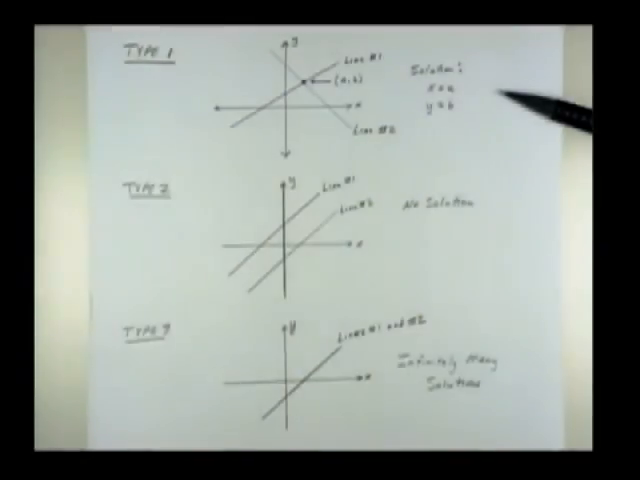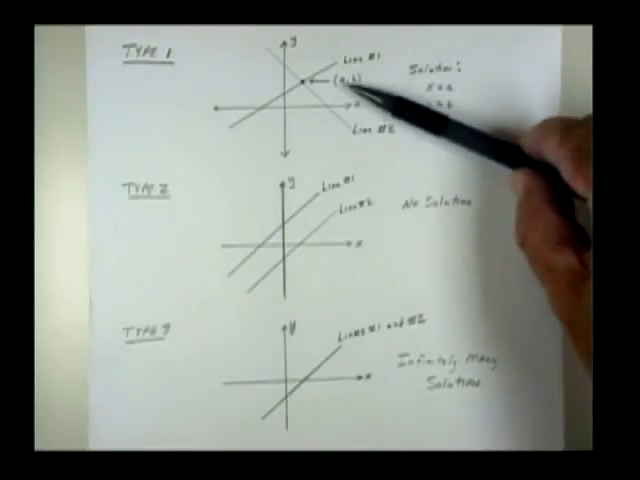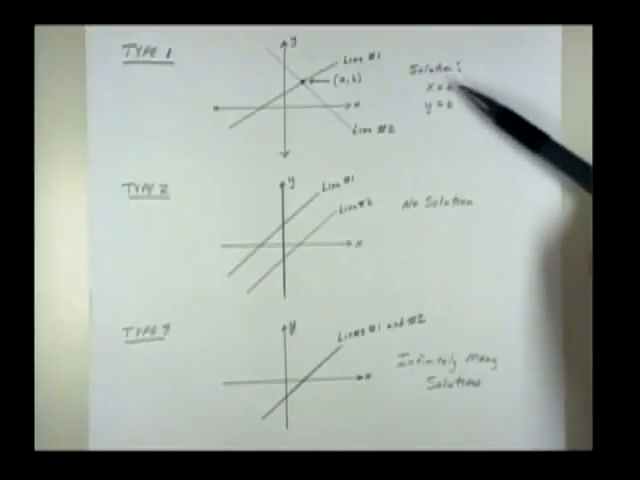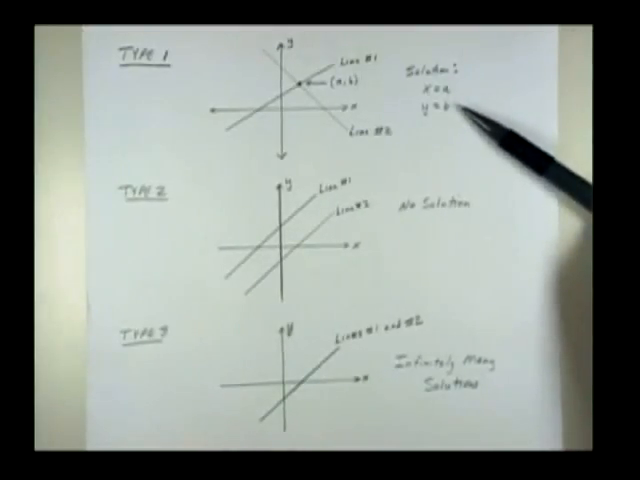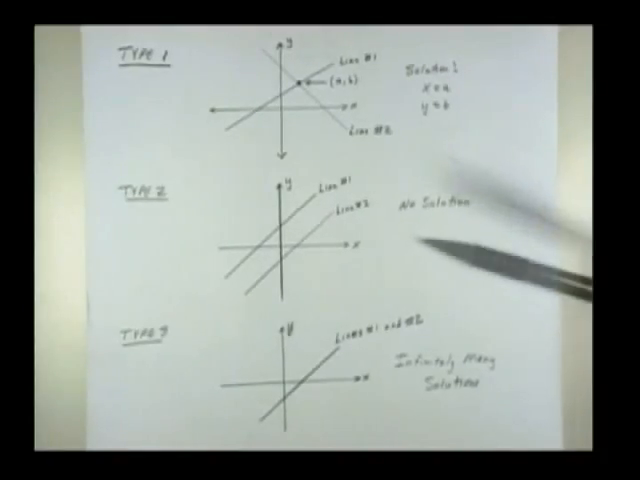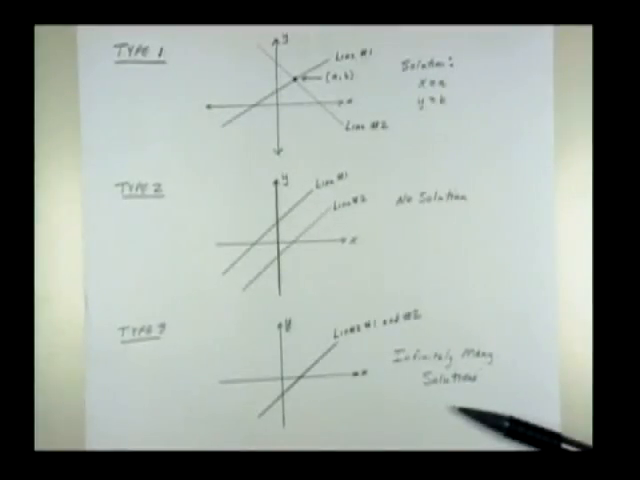One type has two intersecting lines and a unique value for each unknown. The point of intersection has coordinates (a, b), so the solution becomes x = a, y = b. A second type has parallel lines, no points of intersection, and no solution. A third type of system produces a single line as the graph of both equations, producing infinitely many solutions.